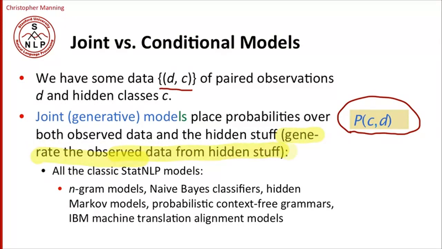These kind of joint or generative models comprise all the classic statistical NLP models, not only the n-gram models and naive Bayes classifiers that we've seen already, but also hidden Markov models, probabilistic context-free grammars, and the IBM machine translation alignment models.